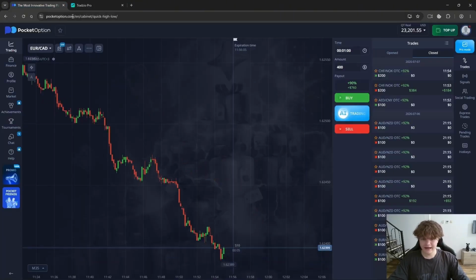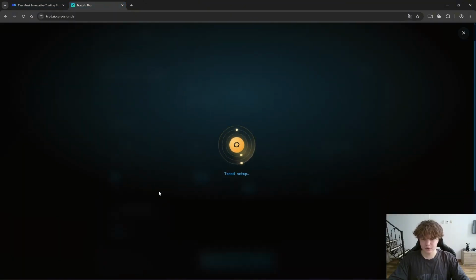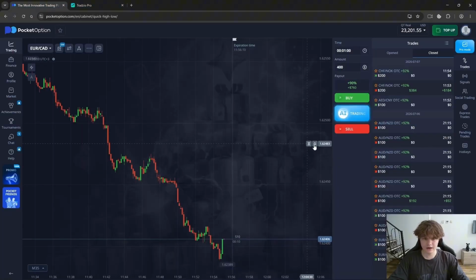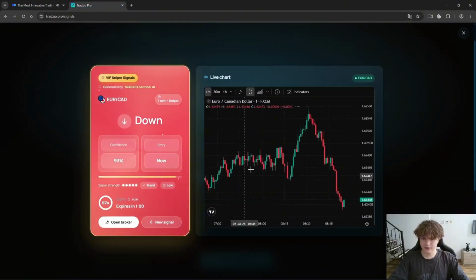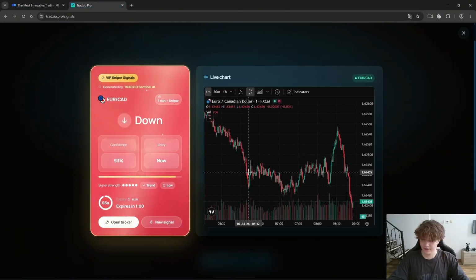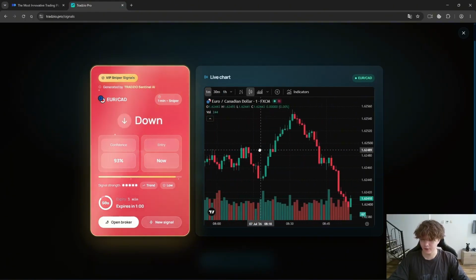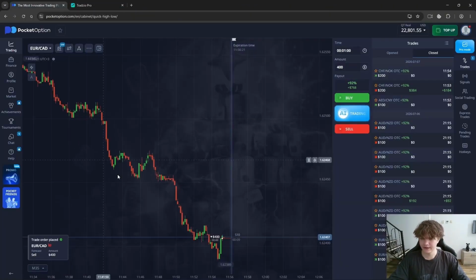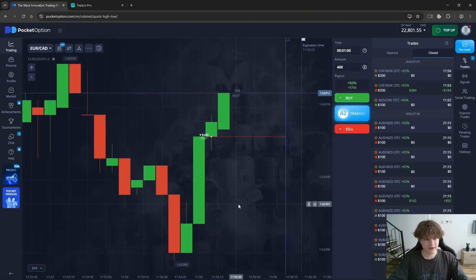So, just like that, and now we get a signal. Let's see what it tells us. We need to go down, right? We need to go down on the EUR/CAD currency pair. We can have a look at how it's set up on the website. It's really cool, everything's done properly. So now we'll be moving in this direction together, or at least I really hope so.